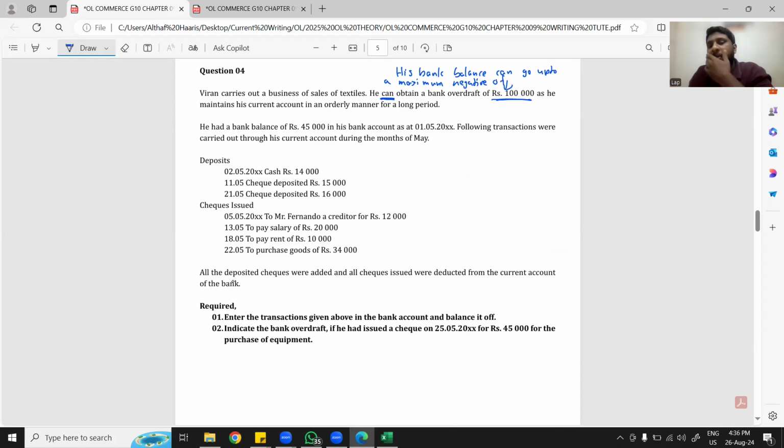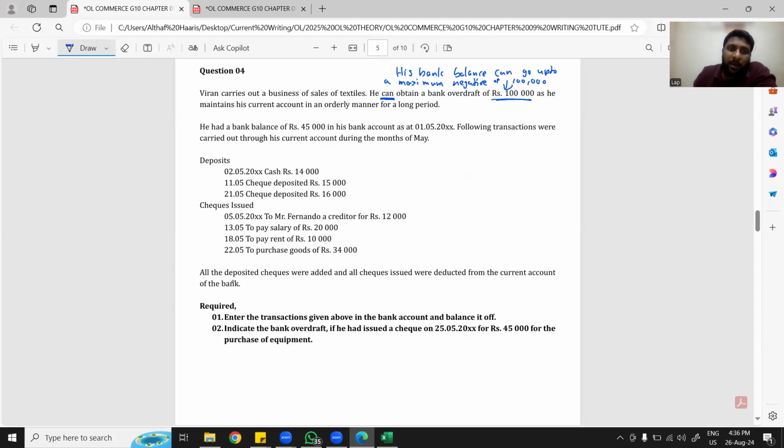Maximum negative of, fill in the blanks, 100,000. Super. Negative of 100,000. His negative balance maximum can go up to 100,000. Not even 100,001 rupees. Maximum 100,000 negative balance.